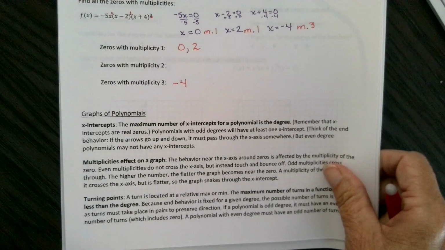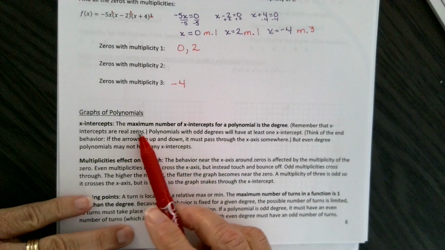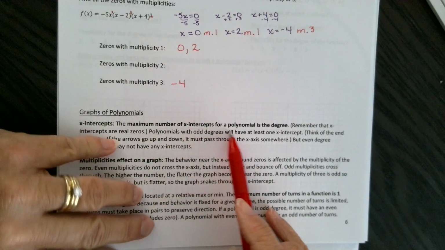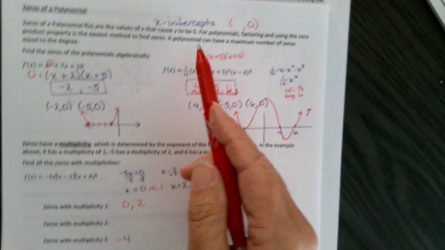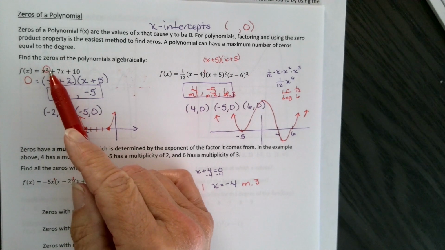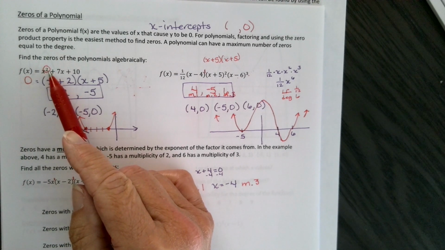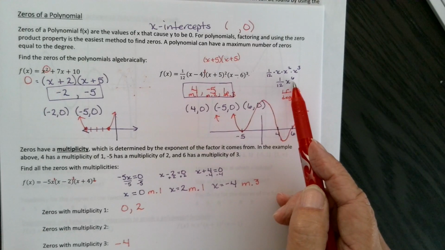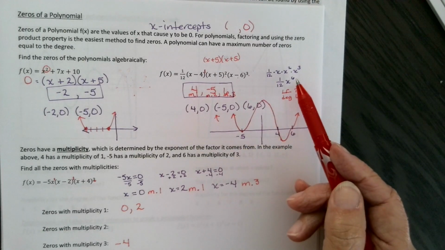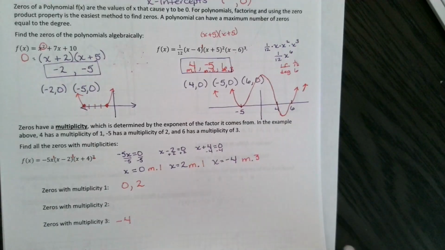So let's talk about, and that's what we're getting ready to get into, x-intercepts. The maximum number of x-intercepts for a polynomial is its degree. Remember, like the degree right here, it cannot have any more than 2. It can have less, but it can't have more than 2. This one can't have more than 6. Notice it only had 3, and it could have 6, but it didn't.